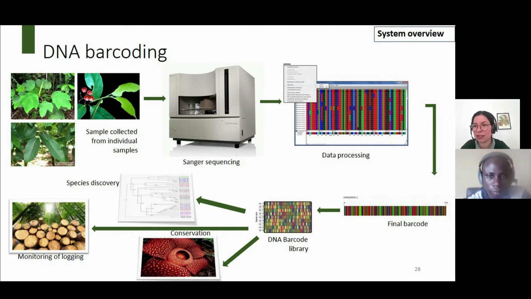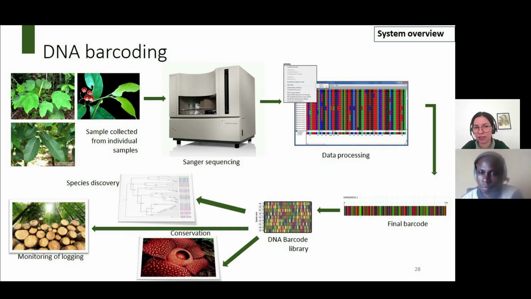This is also very important, for example, for monitoring of logging, since just a small piece of wood can be used to amplify these barcoding regions, and then you can identify the species. Maybe you don't know the species, or whether this sample is from an endangered species. So you could use that to identify if this exploitation is from one endangered species.